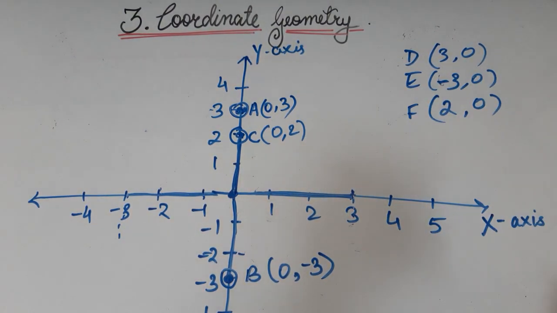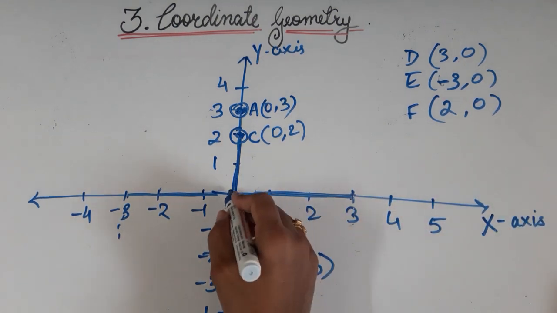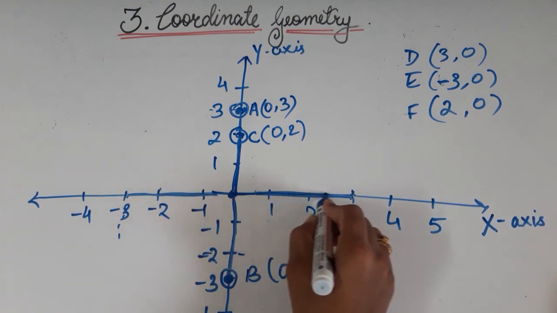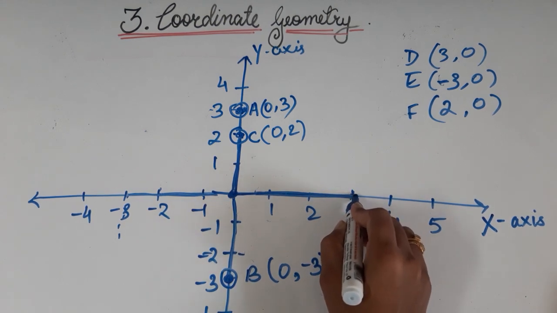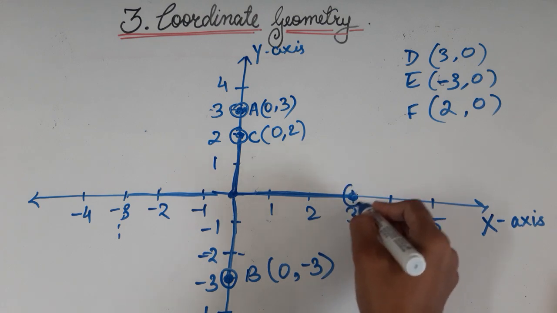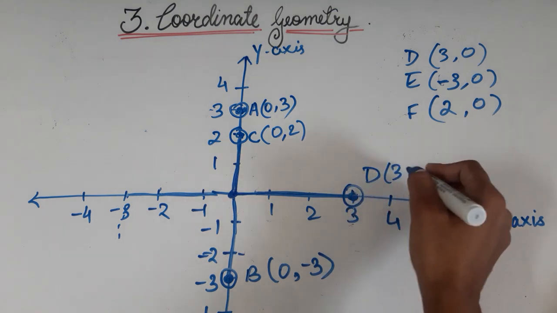So first let us locate D. Again start from the origin. D has x coordinate 3, plus 3, so you will go to the right side of the origin by 3 units. You will reach here. Then the y coordinate is 0, so you will not move anywhere. So this is the location of your point D, which is (3, 0).